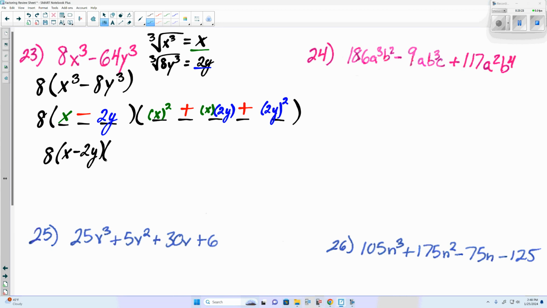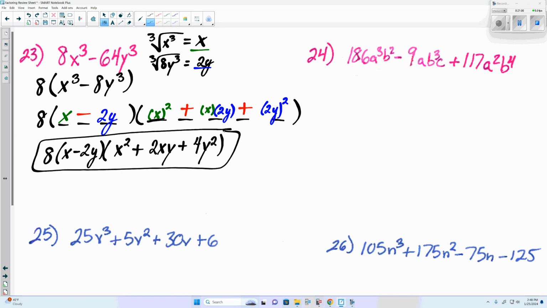Now at this point here, we're going to have our 8 times x minus 2y as we simplify the first set of parentheses. Won't simplify any further than that. But the second set of parentheses, we do have some simplifying. Our quantity x squared is just x squared. Our x times 2y is 2xy. And lastly, our 2y squared. 2 squared is 4, and our y squared is y squared.